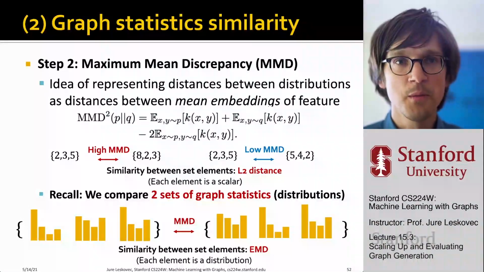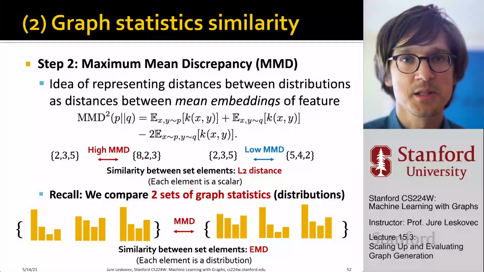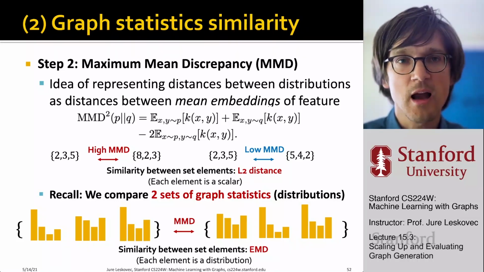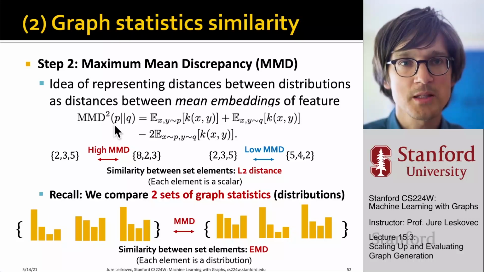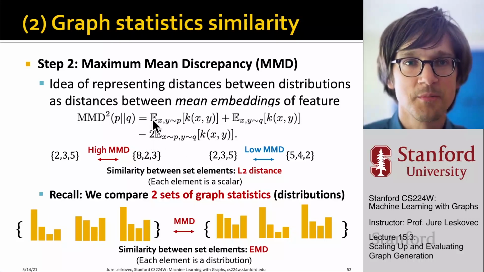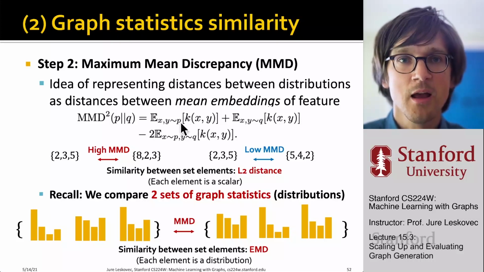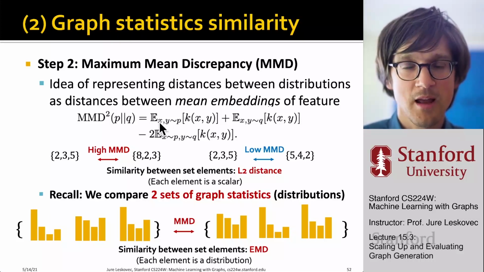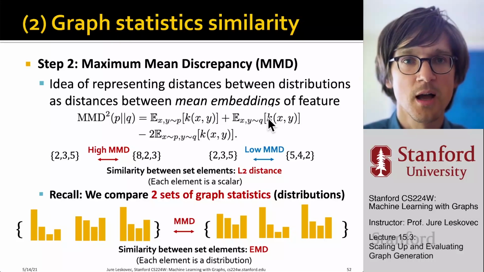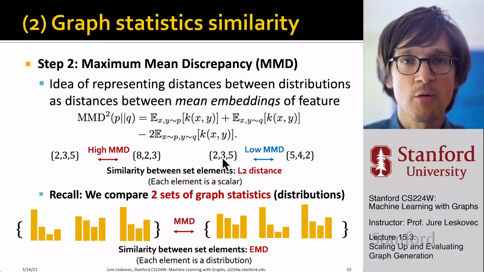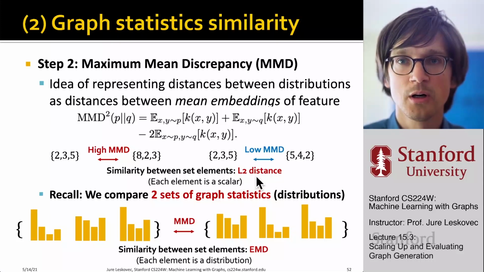And then the second part is that we are going to use the maximum mean discrepancy, or MMD. The idea of maximum mean discrepancy is to represent distances between distributions as distances between mean embeddings of their features. Here I give you the formula for it, but basically the MMD between two distributions P and Q, you can think of it in terms of some kernel K: it's the expectation over elements X and Y that are drawn from distributions P and Q. And of course, we need to have this kernel K. In our case, the kernel will be the L2 distance.